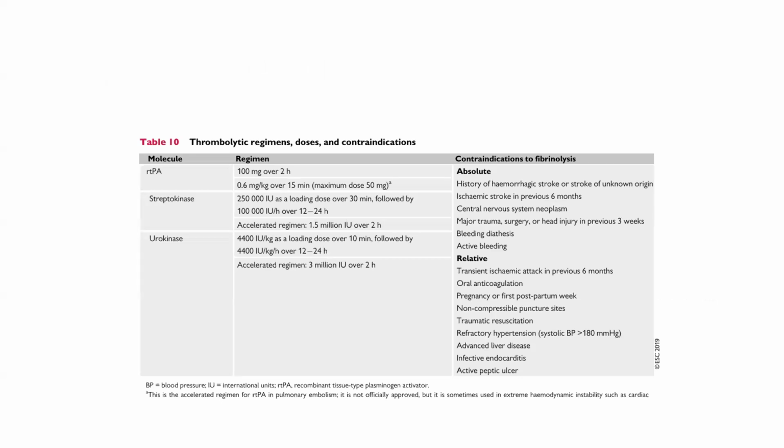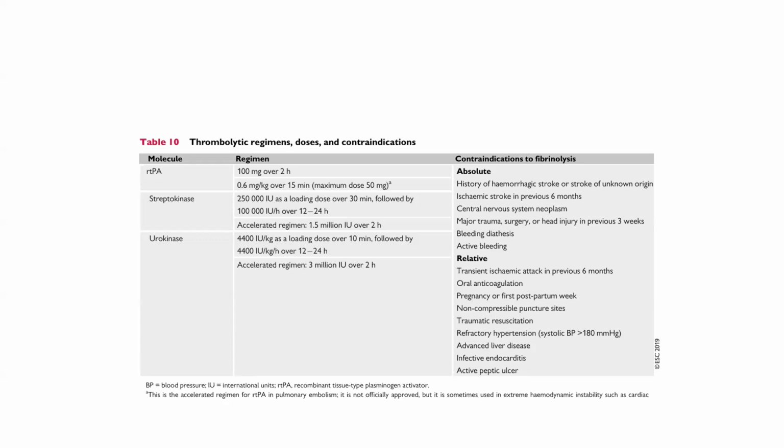So, thrombolytic regimen, doses and contraindications. There are three thrombolytic agents that can be used: rtPA, streptokinase, and urokinase. Recombinant tissue plasminogen activator can be used in the dose of 100 mg over 2 hours, or 0.6 mg per kg over 15 minutes, maximum 50 mg in case of arrest.